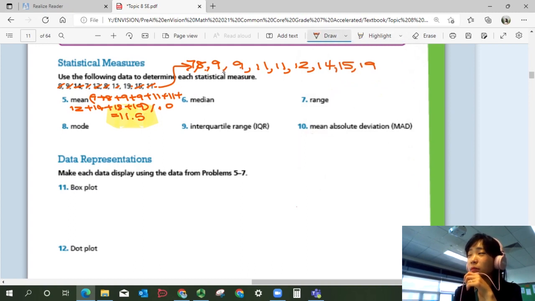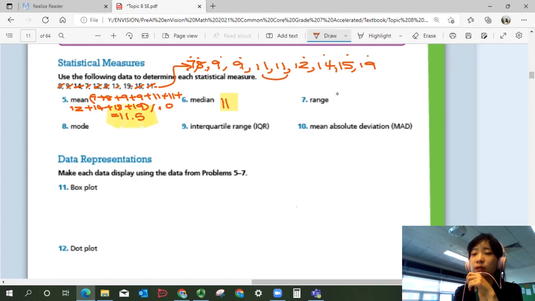What is the median? Median is a number that is right in the middle when you list from the least to greatest, right? So 7 and 19, start counting from the outer part. 8 and 15, 9 and 14, 9 and 12, 11, 11. What do we do with the median if we have two medians? We find the average of those two. And the average of 11s is just 11. So turns out your median is 11. Okay, that is your answer.